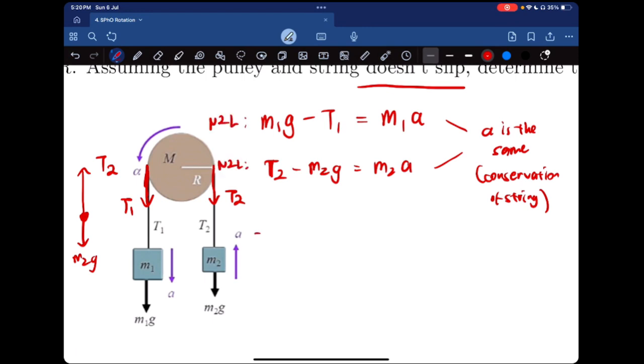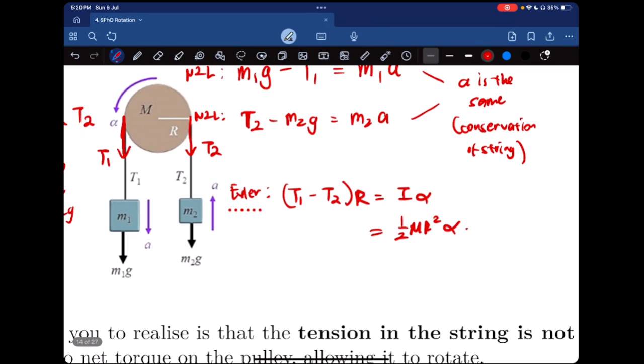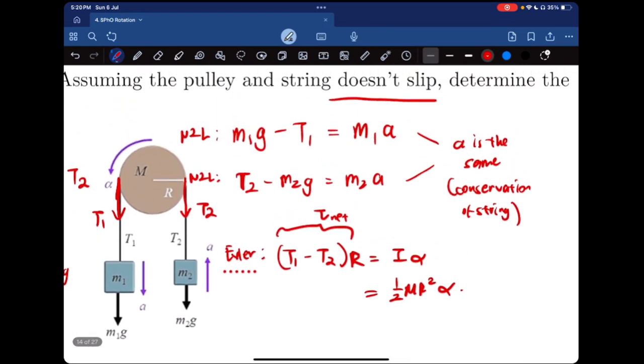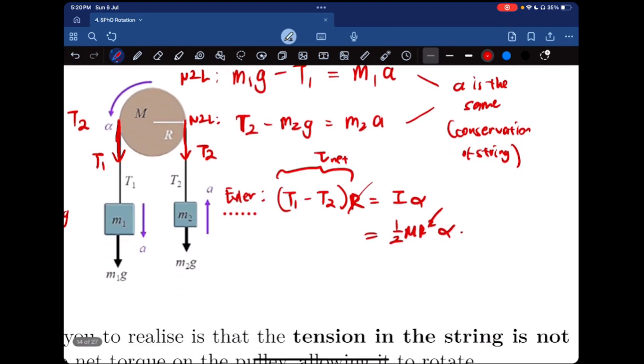And for the pulley, Euler's rotation equation will give this, where this is just the net torque. So now you have three different equations. You can cancel R. The last equation is the non-slip equation, which directly just gives you this.